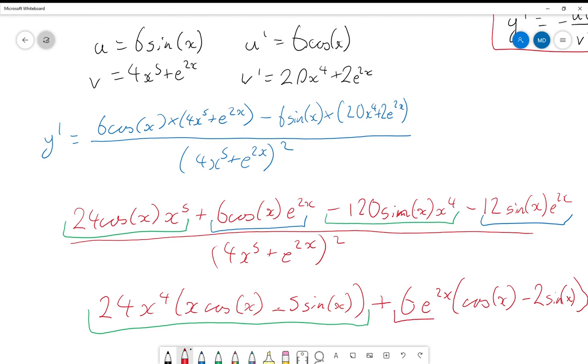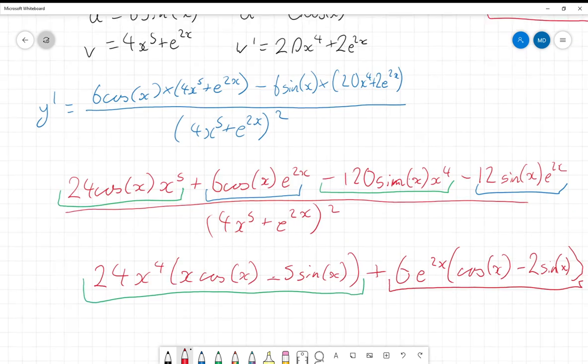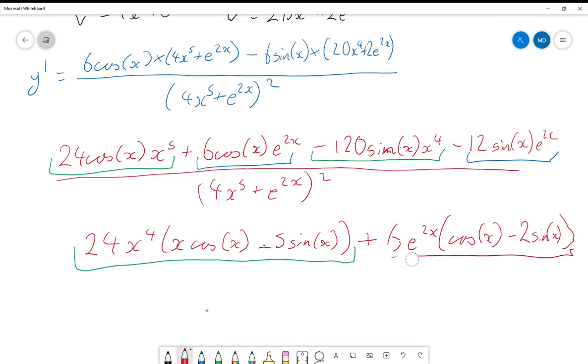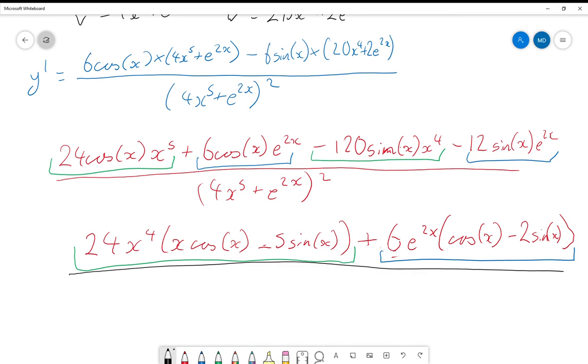And this is slightly nicer because we've gathered our sines and cosines together. And so it looks a little bit nicer, and our non-sine and cosine terms are factored out entirely. And that's still all divided by 4x to the 5 plus e to the 2x squared, which unfortunately is not going to simplify. Okay, there you go. That's the quotient rule with a nice example.